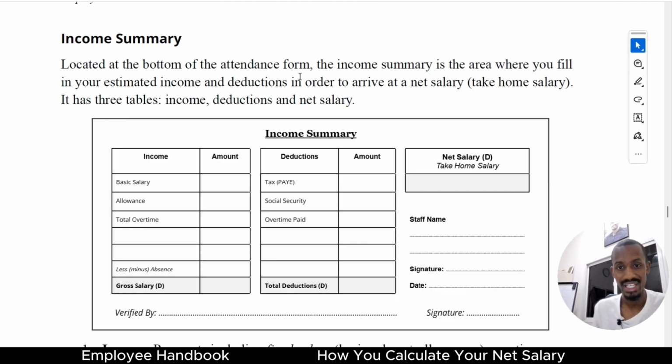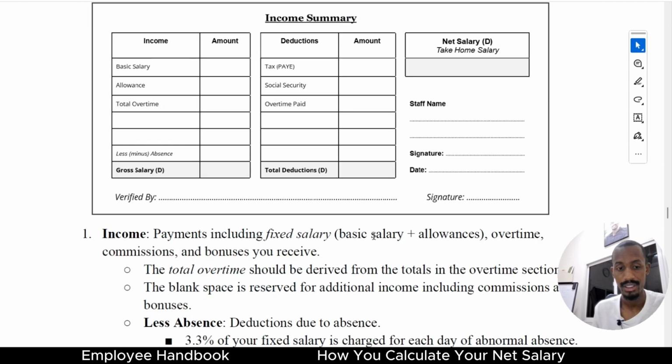Located at the bottom of the attendance form, the income summary is the area where you fill in your estimated income and deductions in order to arrive at the net salary take home. It has three subtables: the income, the deduction, and the net salary. The income part is here, the deduction part is here, and the net salary part is here.